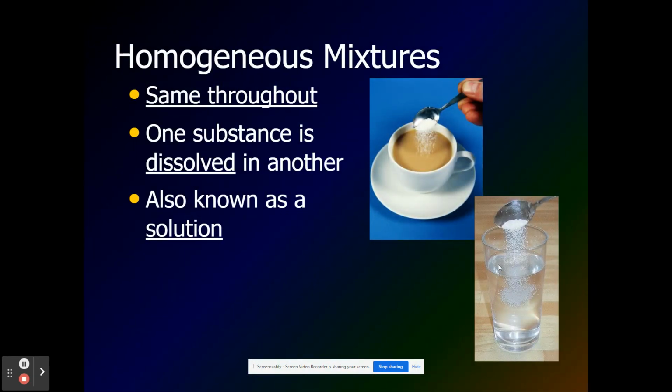Looking at homogeneous mixtures. Okay, so homogeneous mixture, it is the same throughout. Right, one substance has been dissolved into another. It's also known as a solution. So if I make coffee, I use water, I use coffee grounds, and I mix them together. Okay, that's a solution. Salt water is a solution.